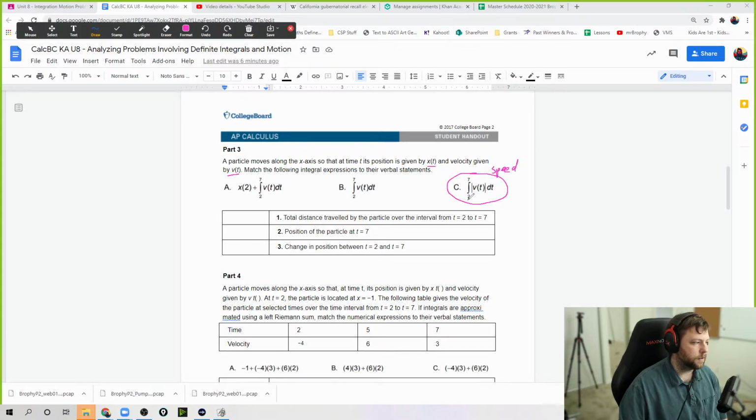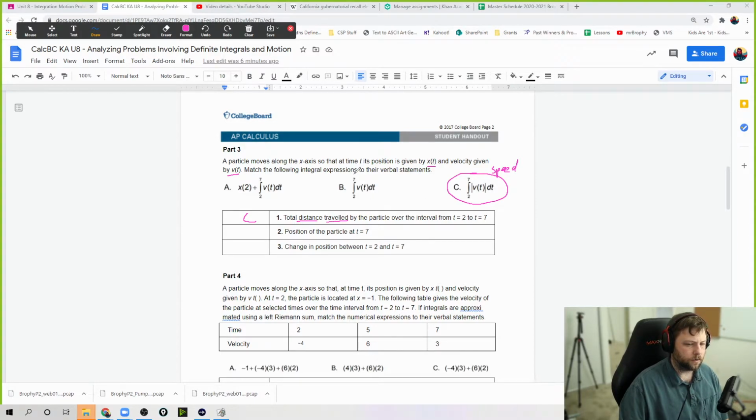When you integrate the absolute value of velocity, we're always talking about distance traveled. So I'm looking for this keyword right here, distance traveled. It's a distance traveled from 2 to 7. You do absolute value of velocity.